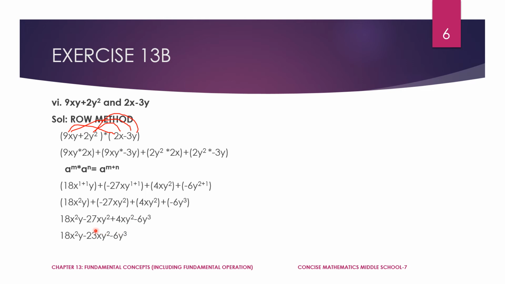Here, because both are like terms, see xy square, the variables are same. So you need to put the bigger number sign. One is having plus sign, other is having minus sign. Just put the bigger number sign and subtract it. 27 minus 4, 23xy square.